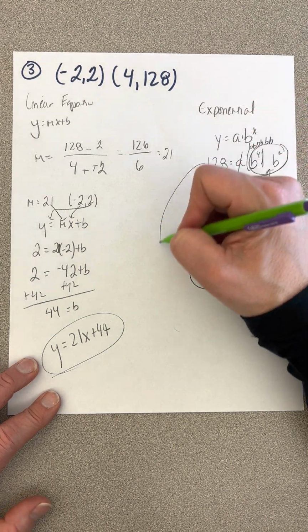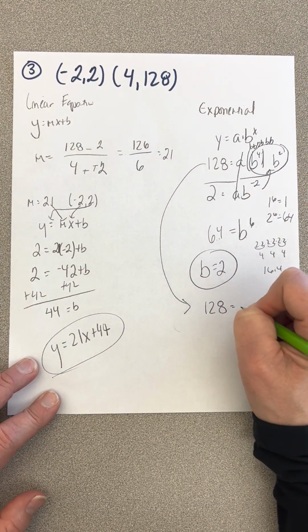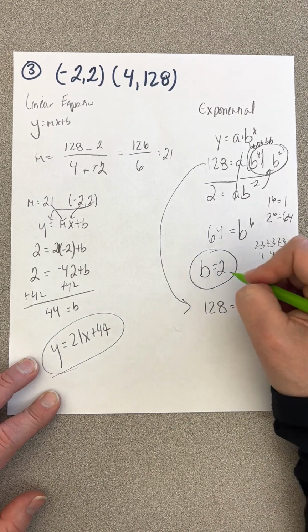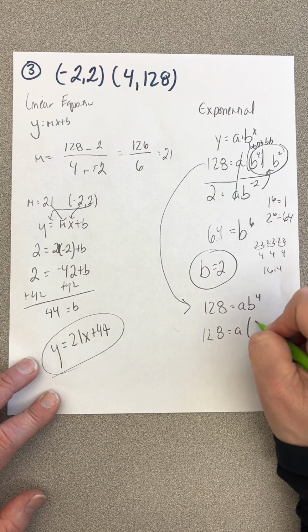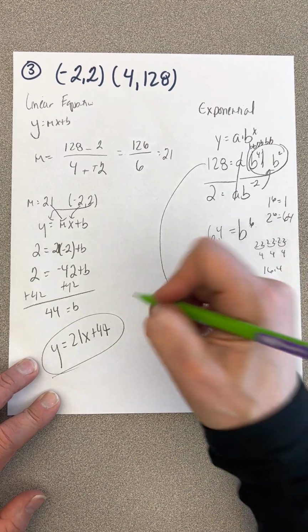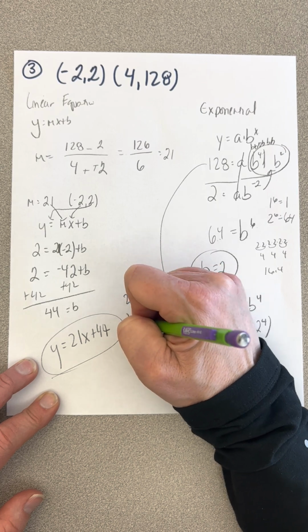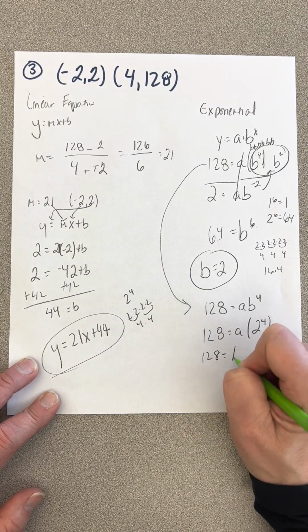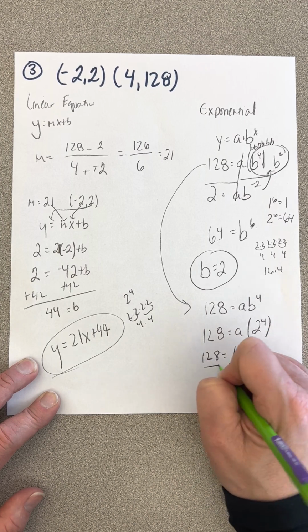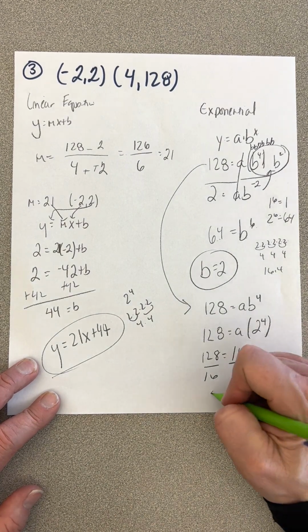Then we're going to substitute that back in to find the a. I would recommend using the positive exponent equation. So it was 128 equals a times b to the 4th. Let's put 2 in there. 128 equals a times 2 to the 4th. 2 to the 4th is 2 times 2 times 2 times 2. 2 times 2 is 4, another 4, that'd be 16. 128 equals 16a. Divide both sides by 16 to get your a. 128 divided by 16 is 8.